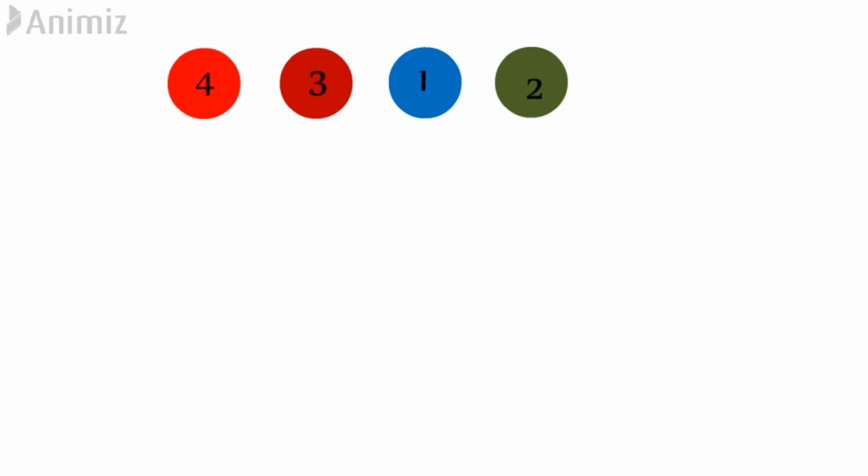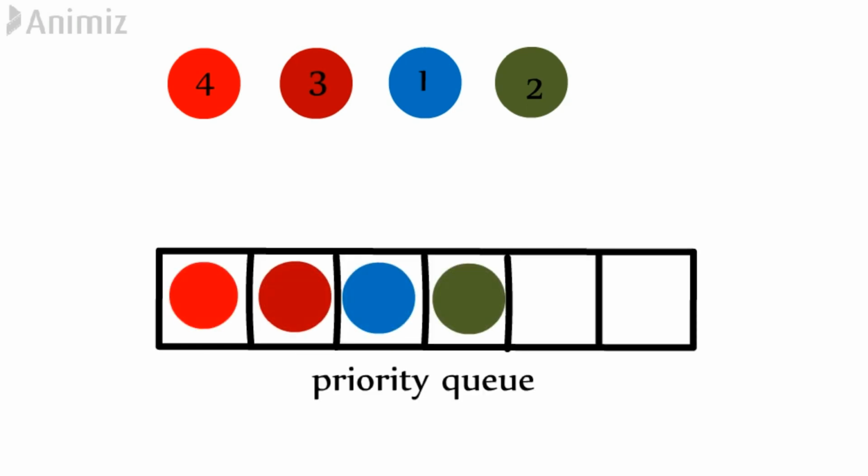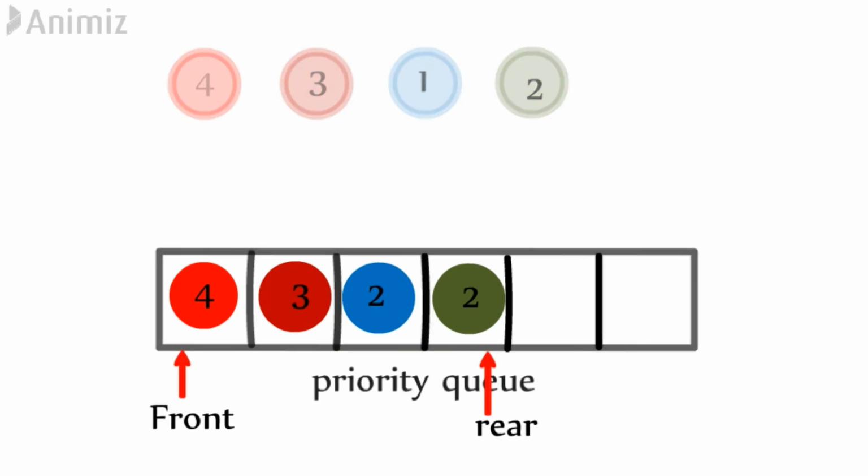Suppose we have 4 items, each of which is associated with some priorities. A priority queue is a queue which treats these items according to their priorities. If 2 items have the same priority, then the queue will serve them in first come first served order.